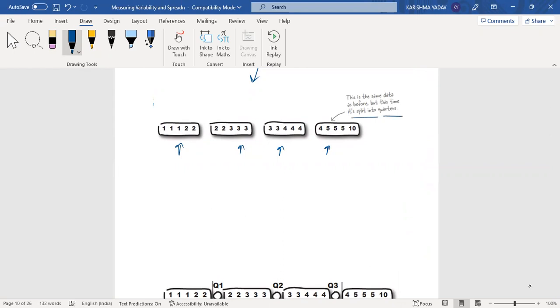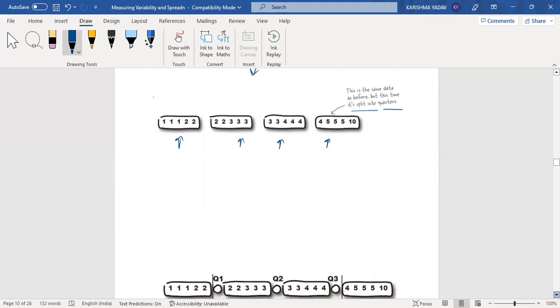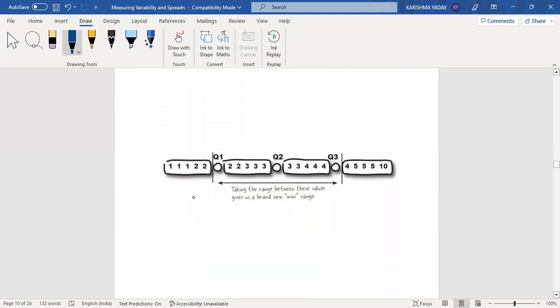Now we can construct a range using the values that fall between the two outer splits. What are these splits? This is said to be Q1. This is my first split, this is Q1. This is the value of Q1, and this is the value of Q2. This is my second split, and this is my third one, that is Q3. Taking the range between these values gives us the brand new mini range.